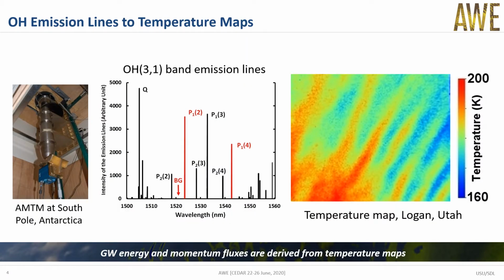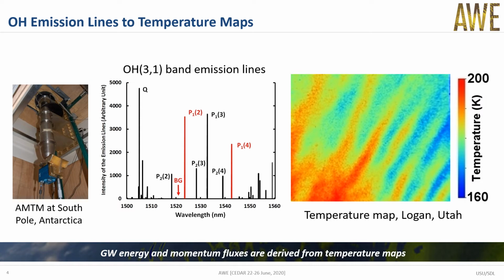This slide shows how we measure temperature amplitudes of the gravity waves. The image on the left shows our AMTM, Advanced Mesospheric Temperature Mapper, developed at the Space Dynamics Laboratory at Utah State University for ground-based measurements. The AMTM is a highly successful instrument and has operated at the South Pole for the past 10 years automatically. A well-established ratio technique is used to determine temperature amplitudes.